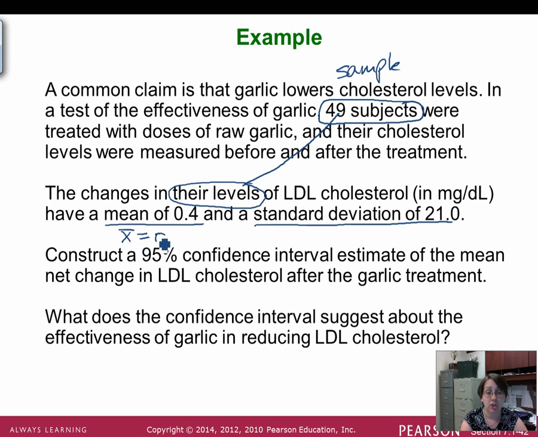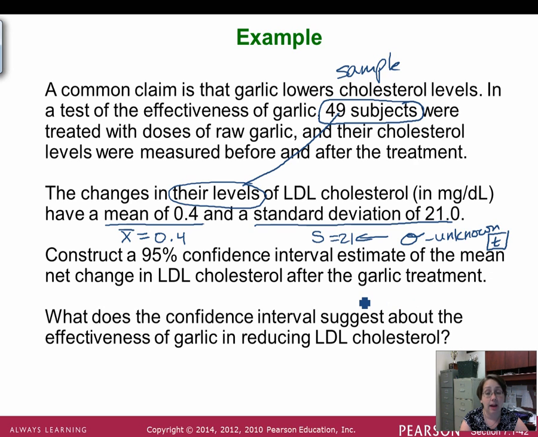So you have to start watching out. Sometimes you're going to have population, sometimes you're going to have sample. You have to recognize which one you're dealing with. The standard deviation here, well, again, that's coming from the sample data. So this is our sample standard deviation. This is when we know that sigma is unknown. When sigma is unknown, we have to use the t distribution, not the z. Okay?